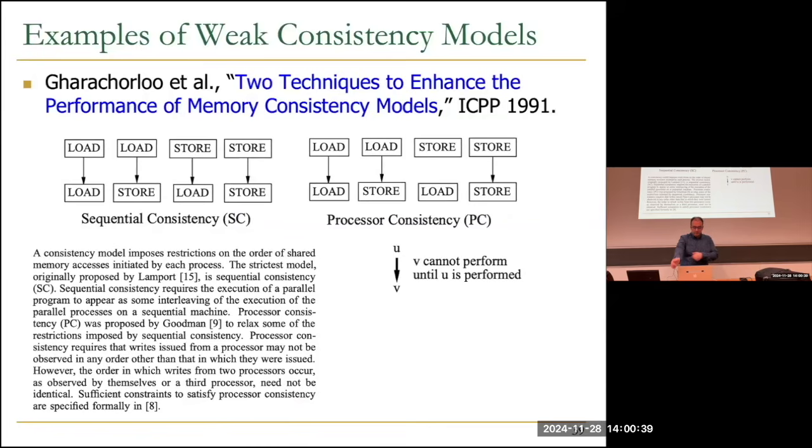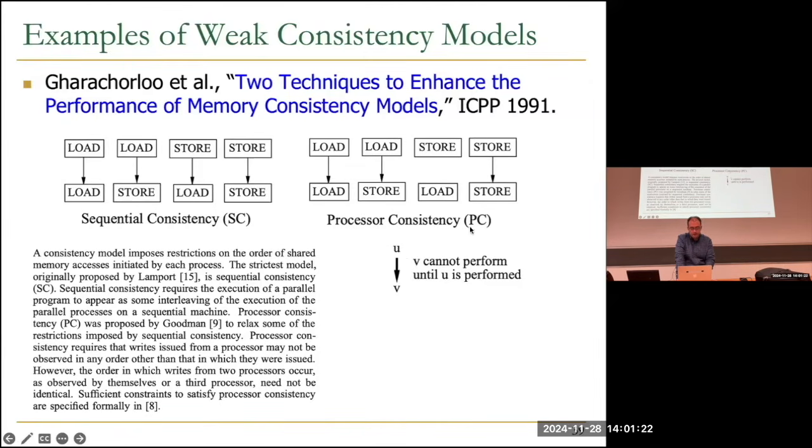So this is one example of a weak consistency model. As I said, this is one way of implementing weak consistency, but people also came up with different ideas to weaken the consistency model. This is sequential consistency, where an arrow means that V cannot perform until U is performed. So in sequential consistency, we have arrows basically among everything. This load cannot happen before this load finishes, this store before that load, and so on. But there are also other consistency models that people came up with in order to reduce the overhead.